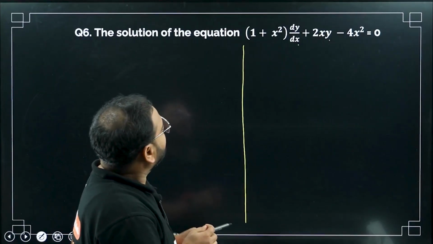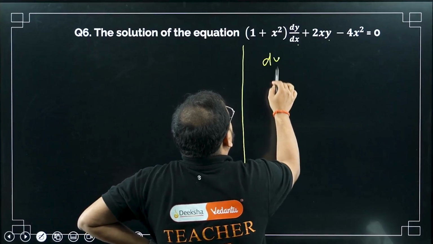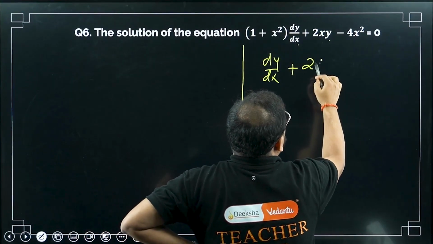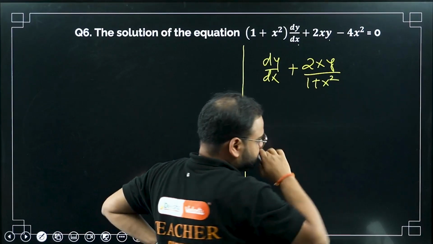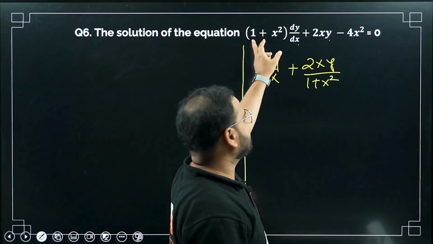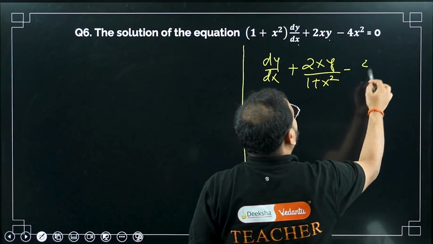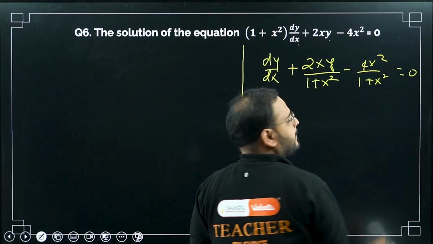Chaliye. Bring this over there, sir. This will become dy by dx equals to, no, plus, sorry, not equals to, upon 1 plus x square. Divide everything by 1 plus x square. Minus, sir, 4x square by 1 plus x square equal to 0.